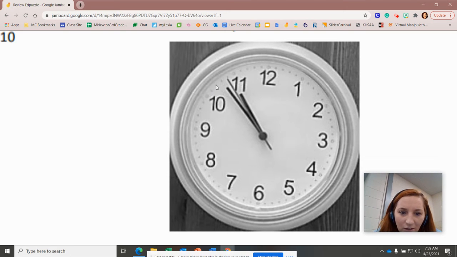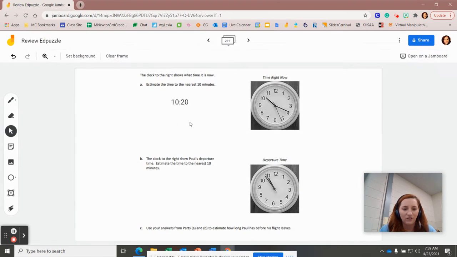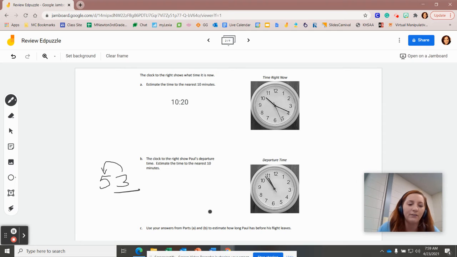51, 52, 53. So the time would be 10:53, but it wants us to estimate the time to the nearest 10 minutes. What is 53 rounded to the nearest 10? 4 or less, let it rest. 5 or more, raise the score. Well, we're going to have to let this one rest because 3 is 4 or less. So really, this time would be 10:50.